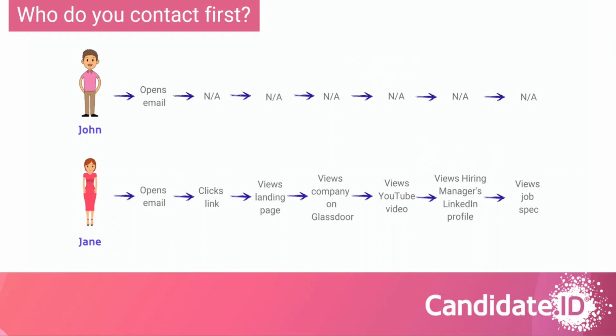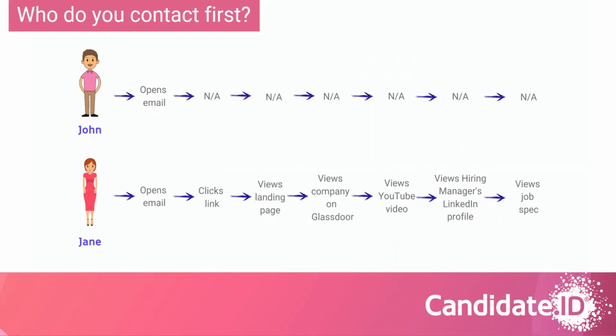You can see that in the last week, John opened an email from somebody in your team, but did nothing else. Jane, however, opened that same email, then clicked the link, went to the landing page, looked to your company on Glassdoor, watched the video on YouTube, went to the hiring manager's LinkedIn, and looked at the job description. Clearly, Jane is more likely to be ready for a conversation today than John. I don't want to have to go into all 200 profiles to find the highly engaged candidates like Jane.